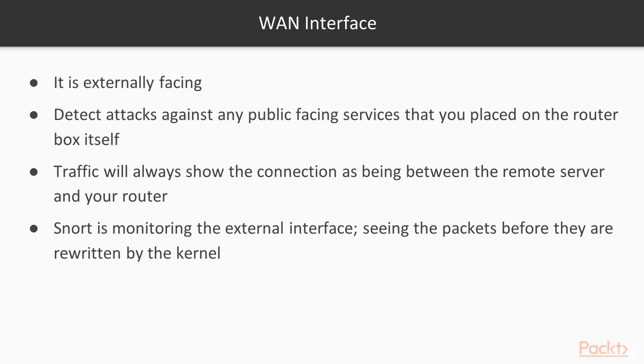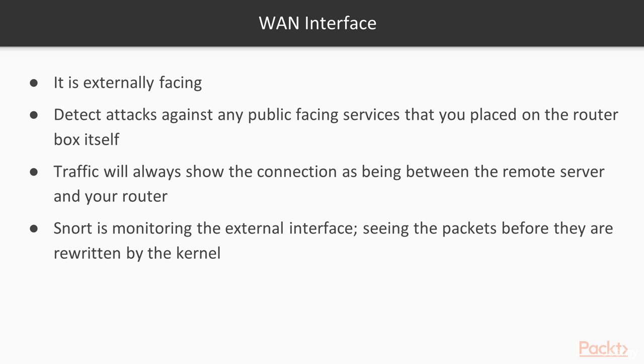First one is WAN interface. Your first instinct may be to monitor your WAN interface since it is externally facing. This is also very useful as it will allow you to detect attacks against any public-facing services that you placed on the router box itself, rather than forwarding to an internal server. This approach will work, but it has some limitations.